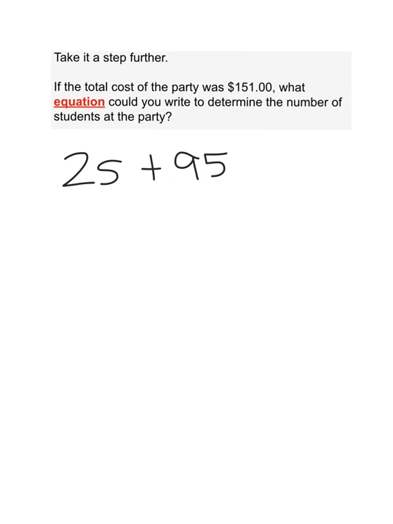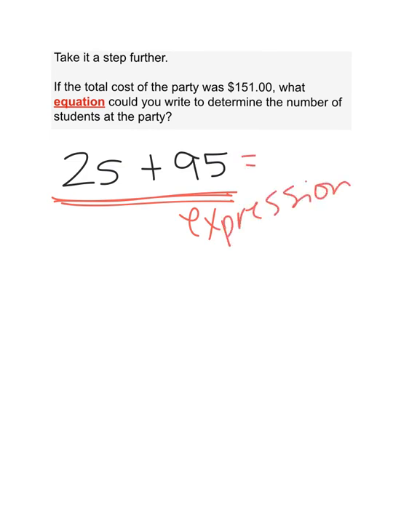Taking this step a question further, now we're going to look at, okay, well, what if this was no longer an algebraic expression? So this is the expression here that we came up with in our last situation, and that was 2s plus 95, because we didn't know how many students we were bringing and we didn't know what the total cost of the trip was going to be. So this is an expression. An expression in algebra is where I have nothing on the other side of my equal sign.